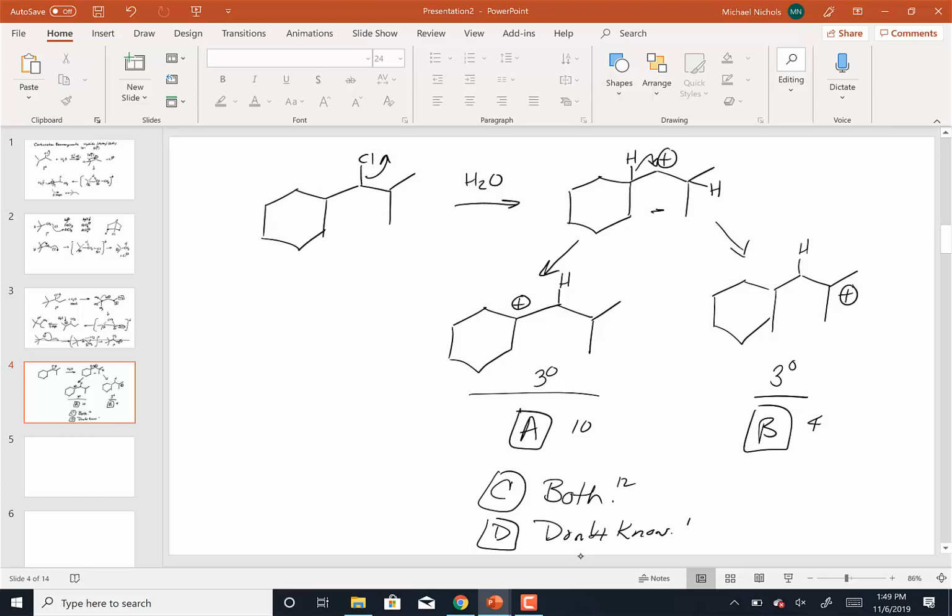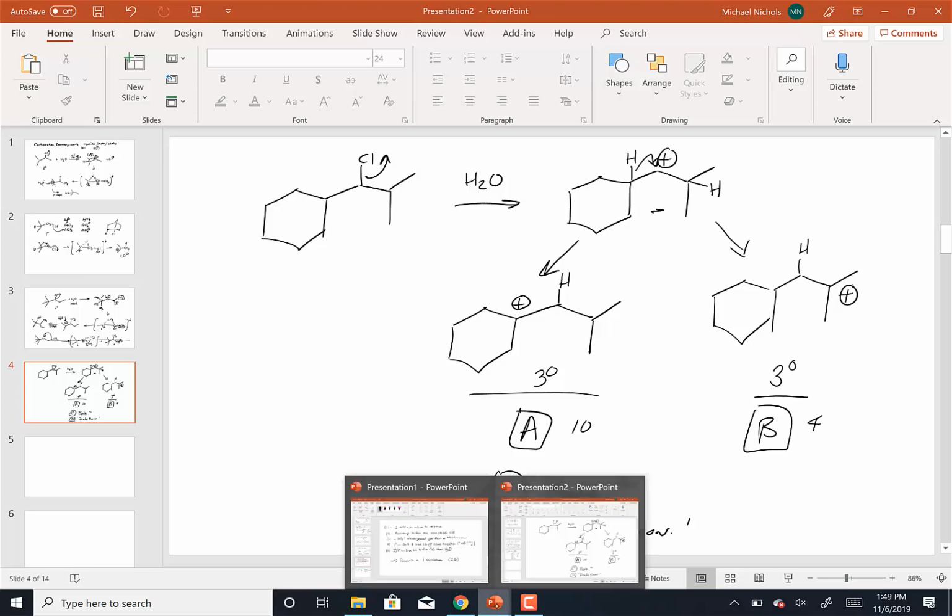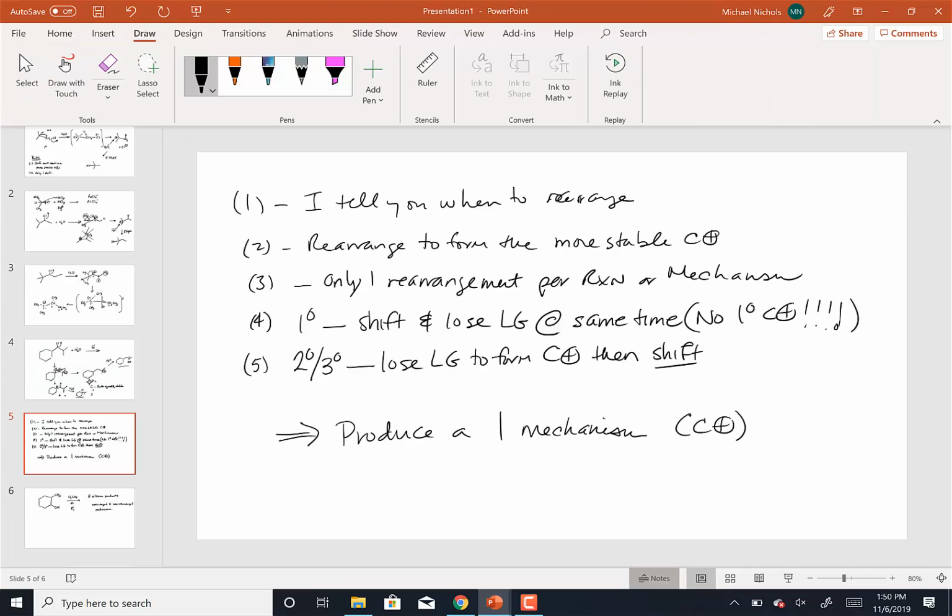If I shifted this methyl group over here, what would happen is it would form a secondary carbocation. Remember, you got to shift to a more stable position. So that's something to always check out. But unless you're going to go to a tertiary from the secondary, you're not going to go. Too much energy. Okay?